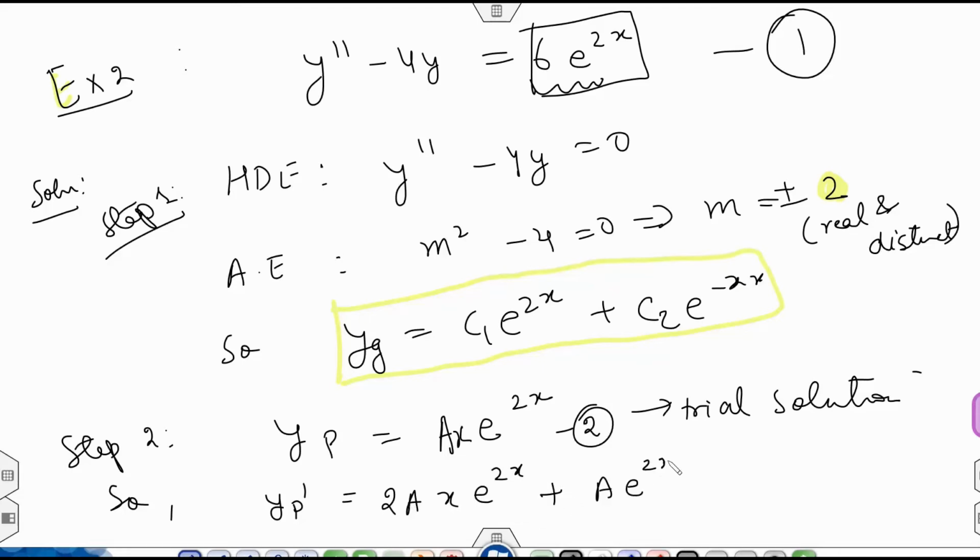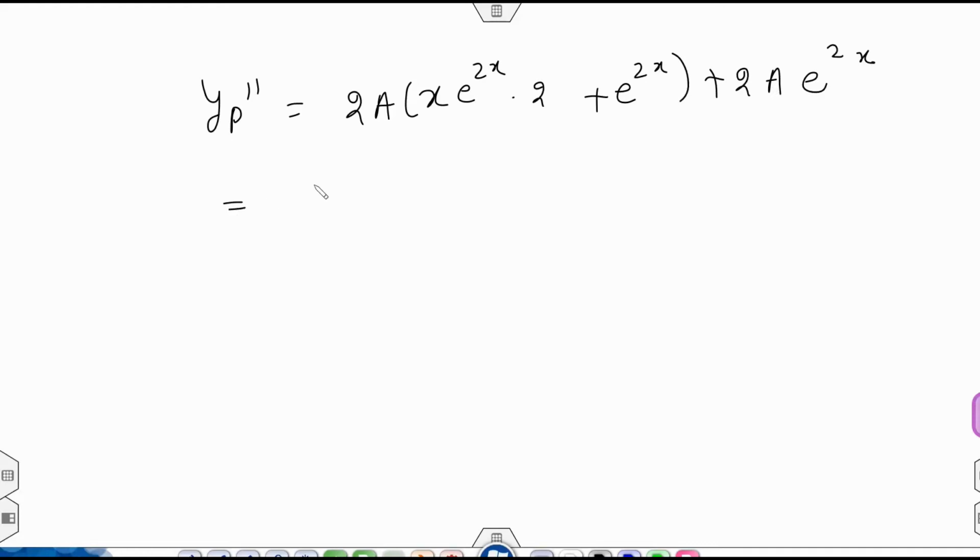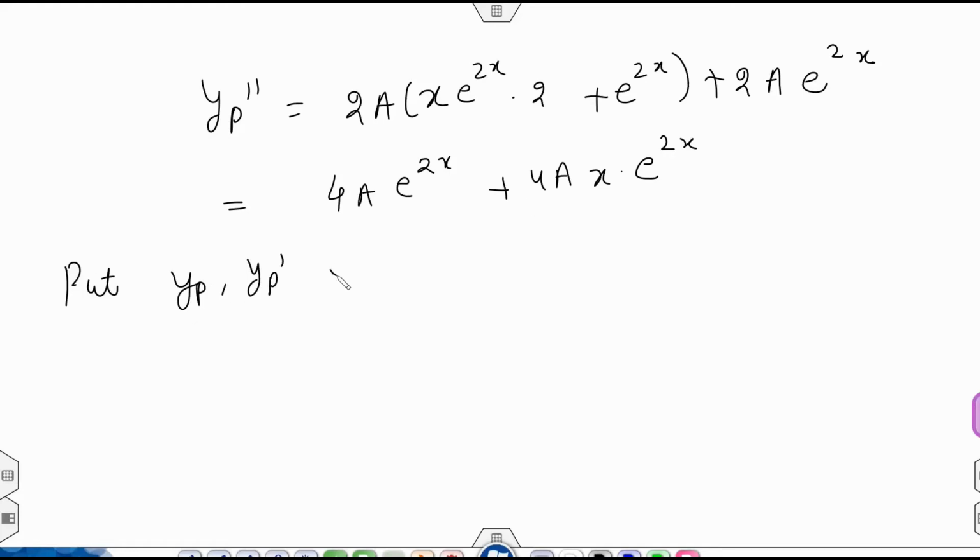So this yp double dash will be 2ax into e to the power 2x into 2 plus e to the power 2x plus 2a e to the power 2x. So now, after solving, you will get this. Now put yp dash and yp double dash in 1.